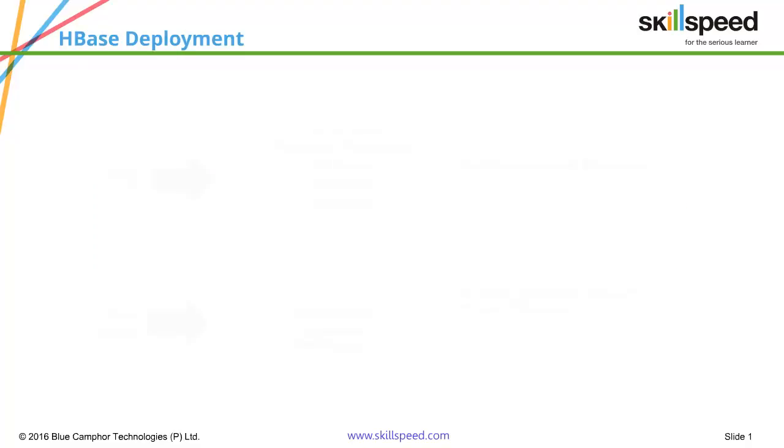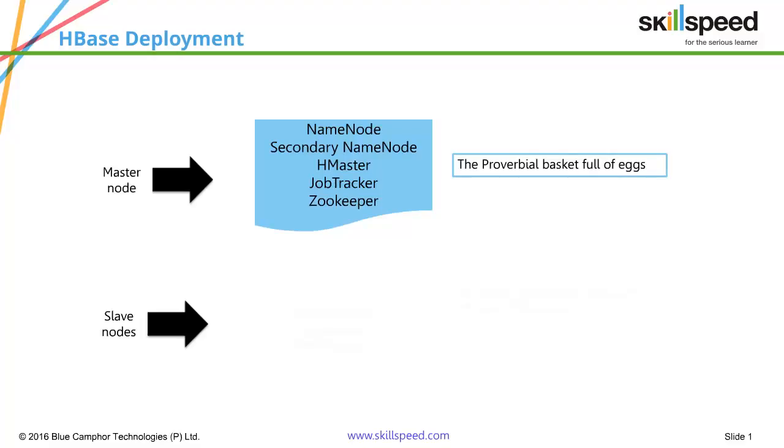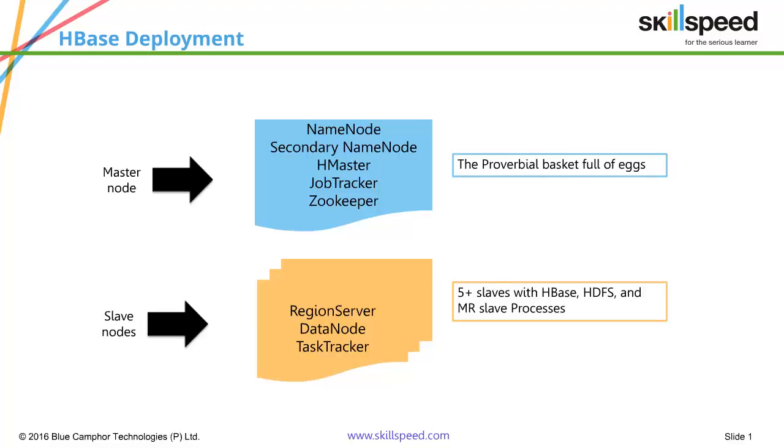So when we deploy HBase, there will be master and slave nodes. The master nodes by default will have our name node, secondary name node, and job tracker for Hadoop. HMaster and Zookeeper will be the master services from the point of view of HBase. Now the slave nodes are typically data node and task tracker, and the region server also acts as a slave in terms of HBase setup.